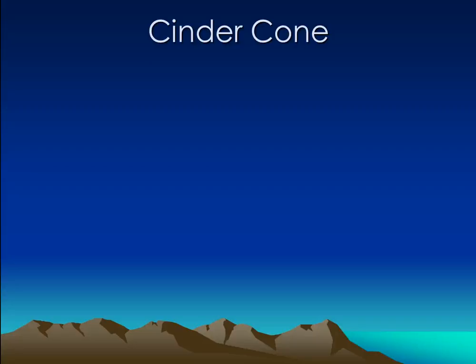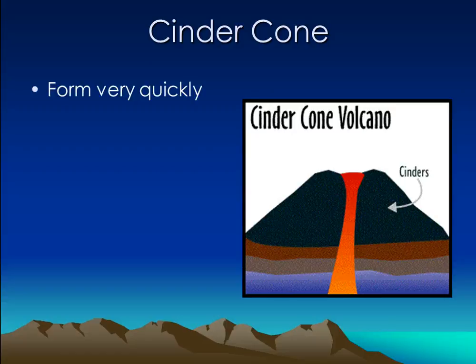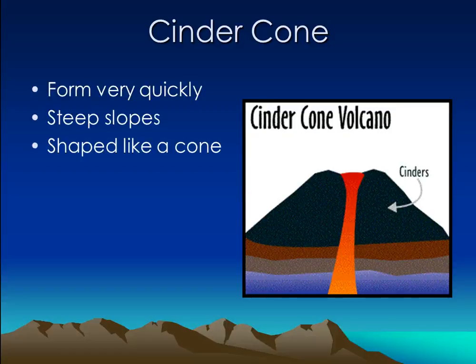The three types of volcanoes we're going to talk about are the cinder cone, the shield, and the composite. Let's first talk about the cinder cone. Cinder cones form very, very quickly because they have very steep slopes. They get their name because they are usually shaped like a cone, as you can see here. There is no lava flow really that comes out of a volcano.